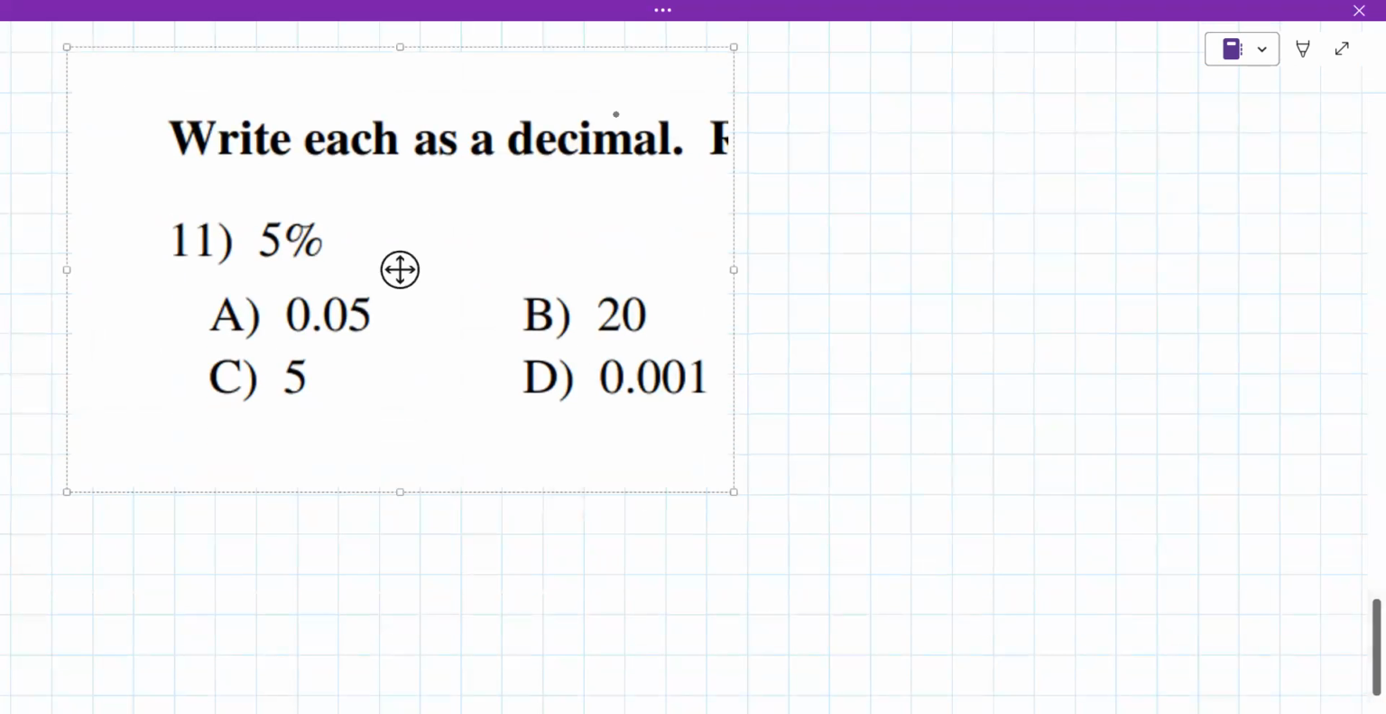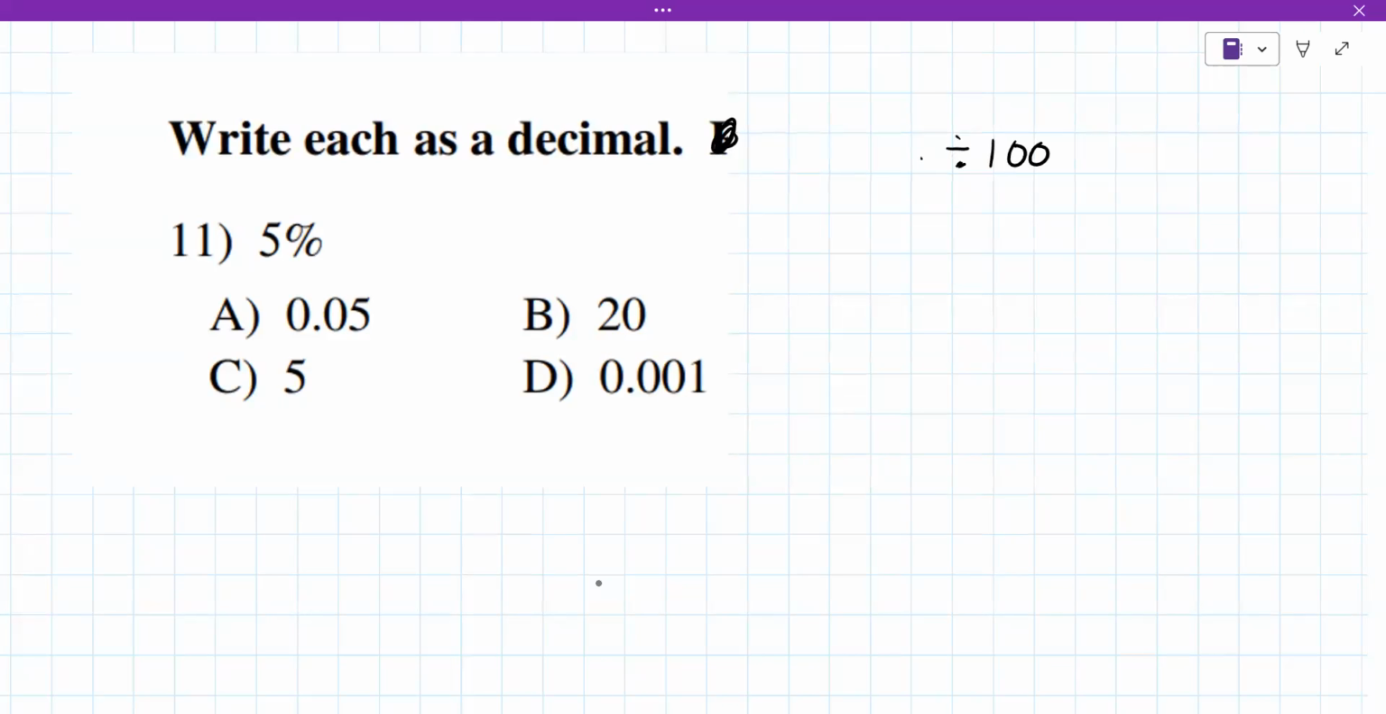Write as a decimal, 5%. As a reminder, you divide by 100. So it is A. Good. All right, so next one here, let's go.